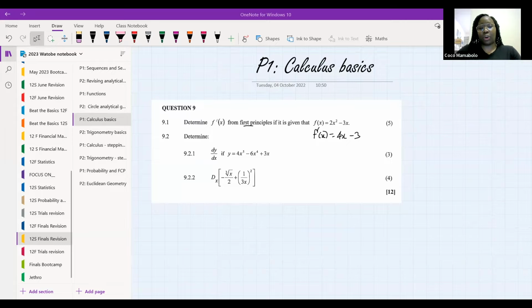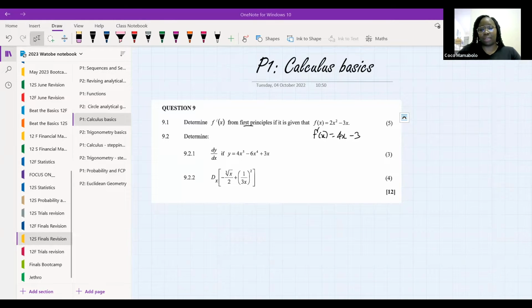Somebody named iPhone is saying 9.1 is 4x plus 3. Please check your answer again. Also, please give us your name, so we're not calling you iPhone. Lesejo, not exactly. Okay, so the answer we're looking for is 0.03.